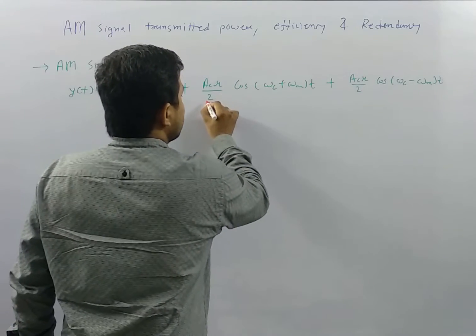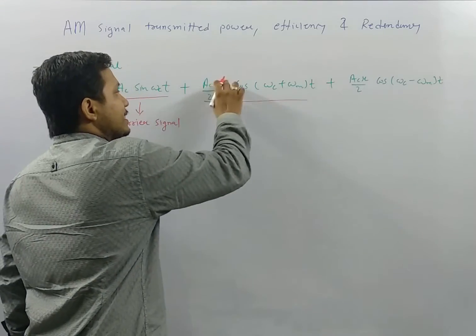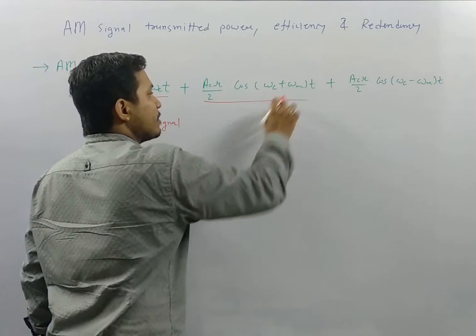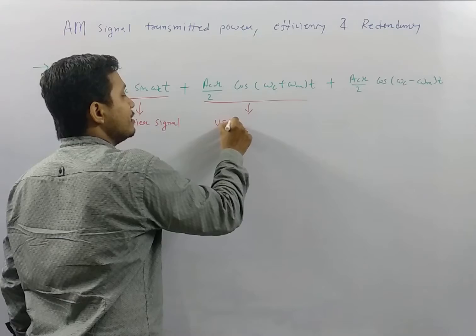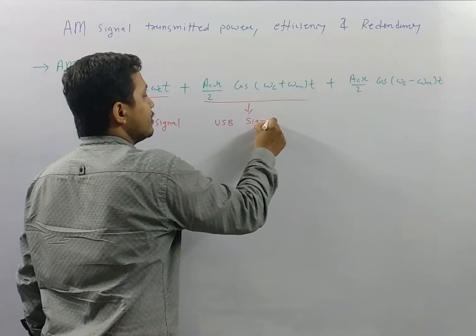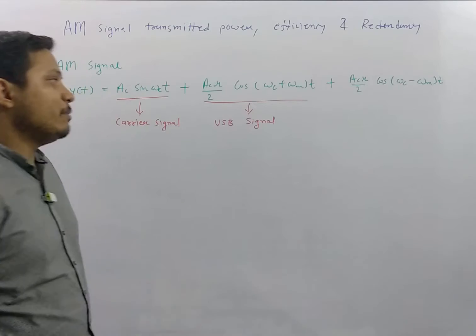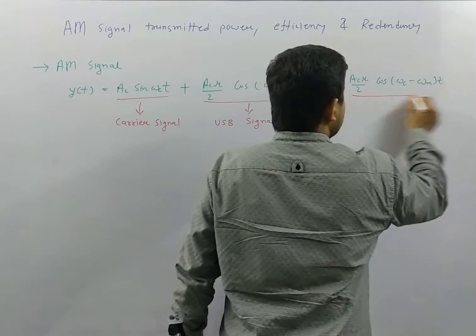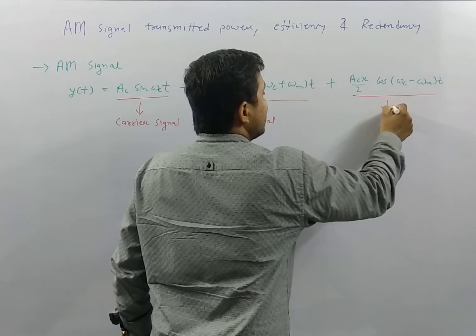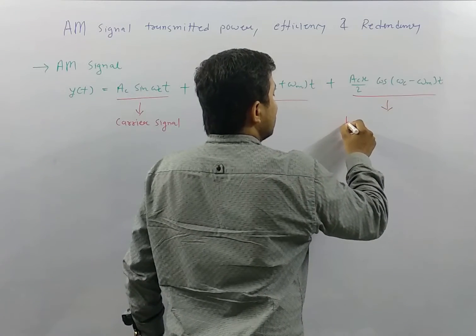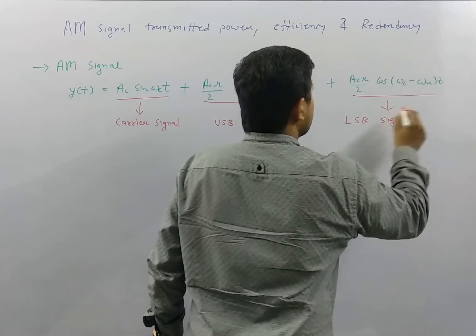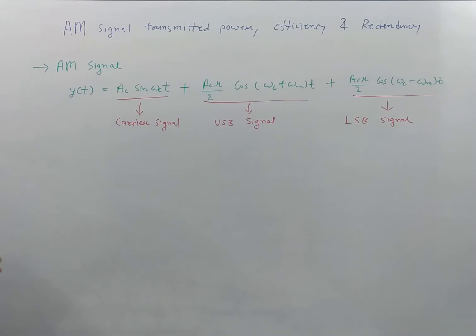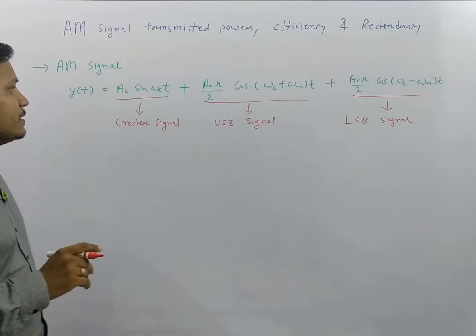If you see this portion of signal, Ac μ/2 cos(ωc + ωm)t, that is carrying upper sideband signal. And this portion of signal is having information regarding lower sideband. So this is lower sideband signal. Now in this session I'll be deriving transmitted power for this AM signal.